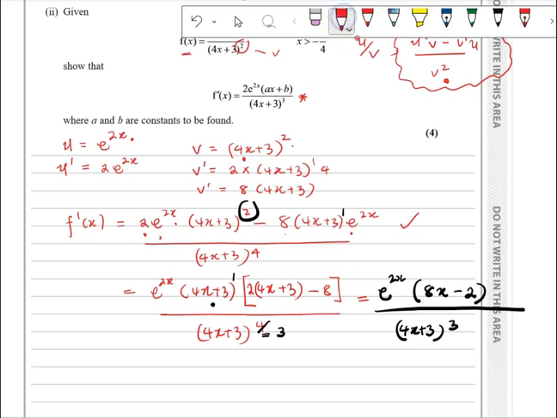So then what you're going to do next, you can factorize. This one can also be factorized out. You can factorize the 2 outside. So your final derivative is going to be, factorizing the 2 outside from here, 2e to the 2x into (4x minus 1), all of it over (4x plus 3) to the power of 3. That's going to be your answer. So you see that your a is equal to 4 and your b is equal to minus 1.